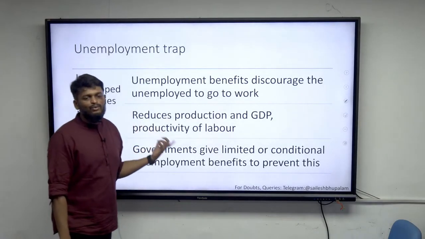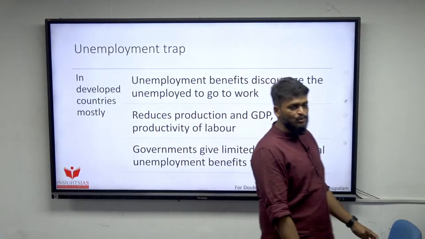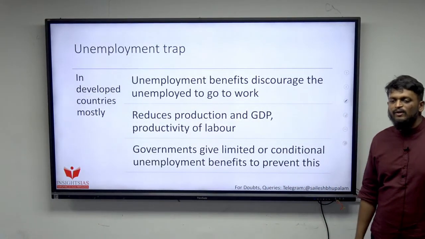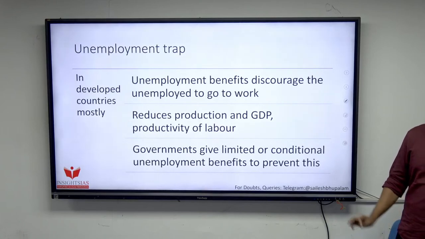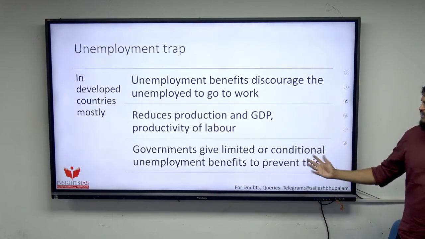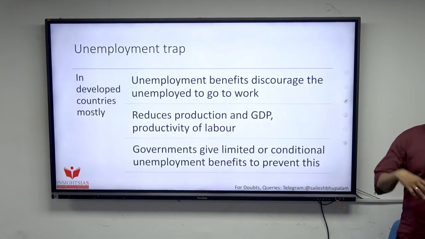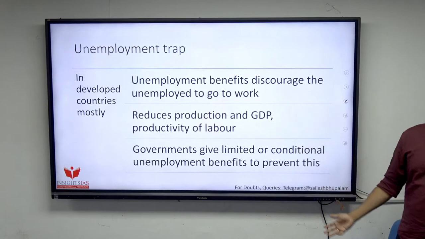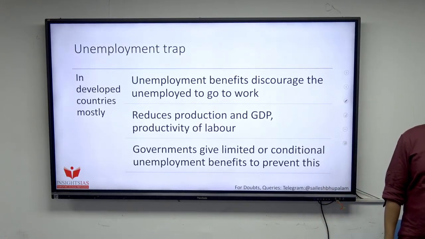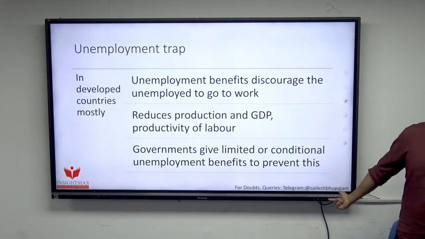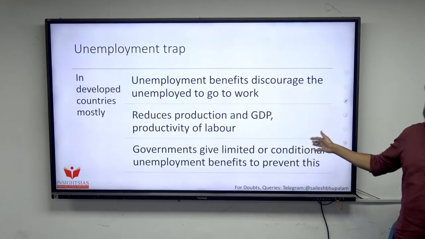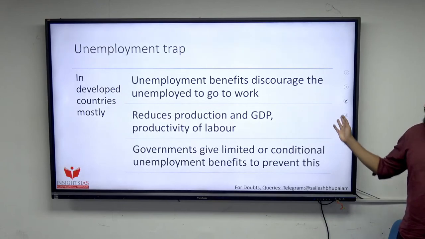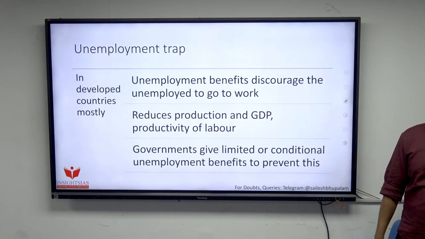What governments have tried to do to solve this problem is, they will say, see, if you lose the job, we will give unemployment benefits only for 6 months. It is your responsibility to get another job within 6 months. Somehow they have tried to limit it. And also some conditions, as long as you are attending interviews and showing proof to government, I attended this interview, I did not get the job, they will continue to give. In 6 months, at least 2 interviews you should attend. France, I think, has created this sort of condition. So by creating conditions and by limiting unemployment benefits, they are trying to address this unemployment trap.